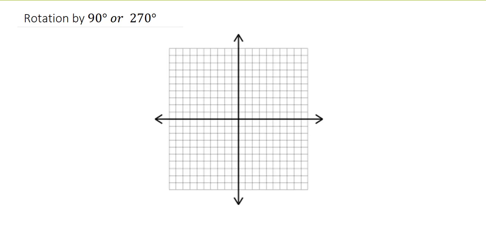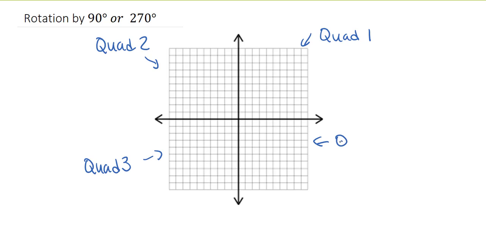So remember that this little area to the right of the y-axis and above the x-axis is quadrant 1. Then we move counterclockwise, and this is quadrant 2. This is quadrant 3, and this is quadrant 4.